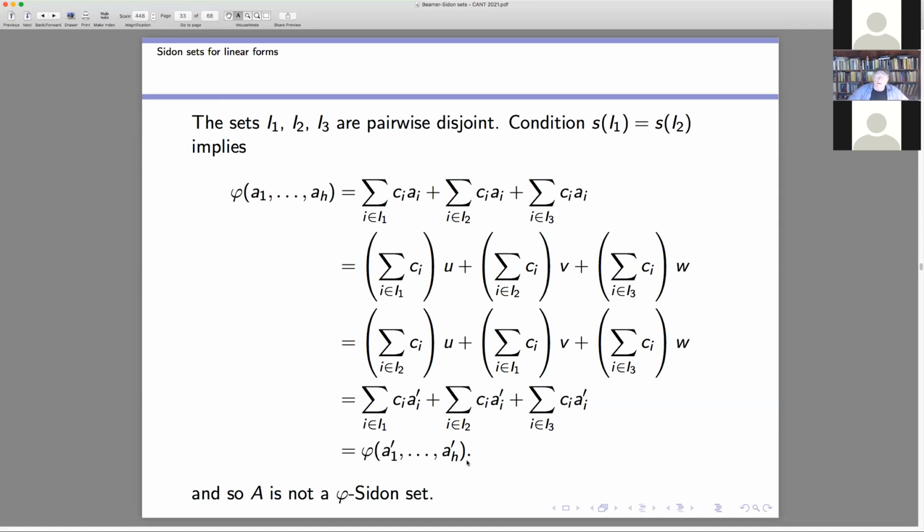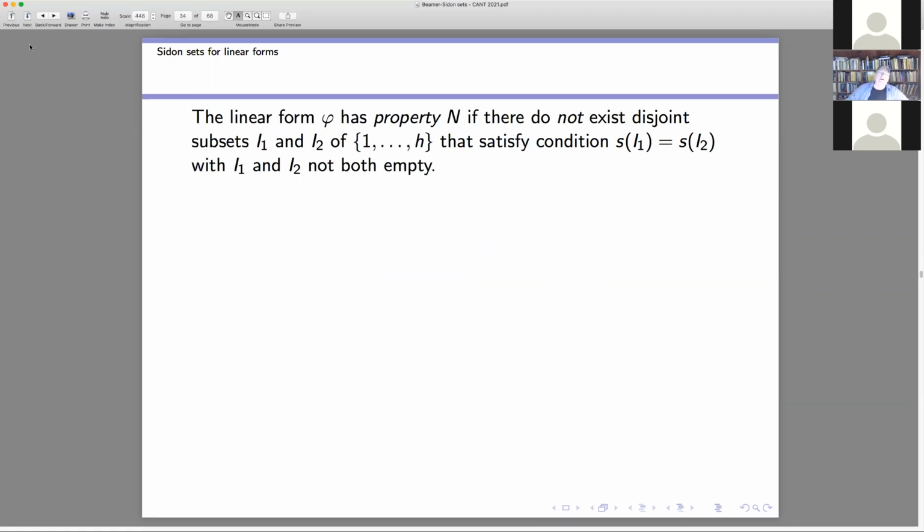So if your linear form has this property, that you have disjoint sets of the coefficients of the form whose subset sums are equal, there cannot be a Sidon set which has two or more elements. And that turns out to be the only obstruction to the existence of a Sidon set. So it's a kind of negative property N. A form has this negative property if there do not exist disjoint subsets I1 and I2 of 1 up to h that have the same subset sum.